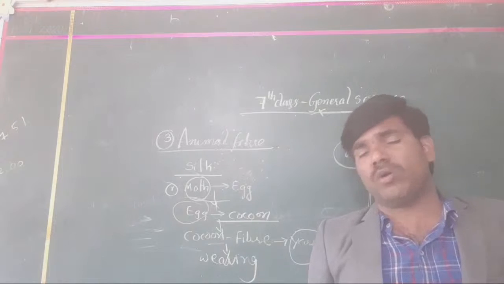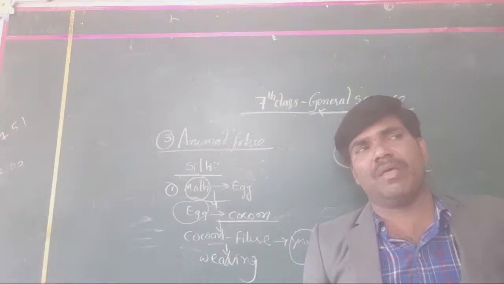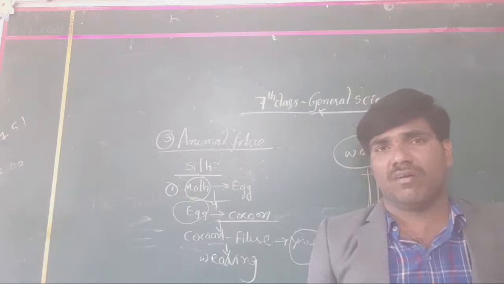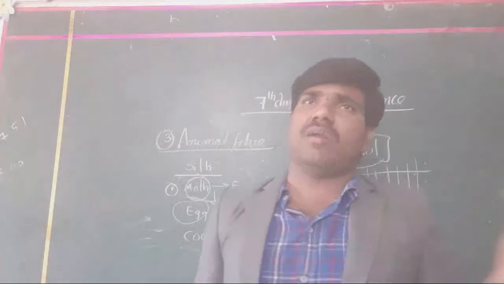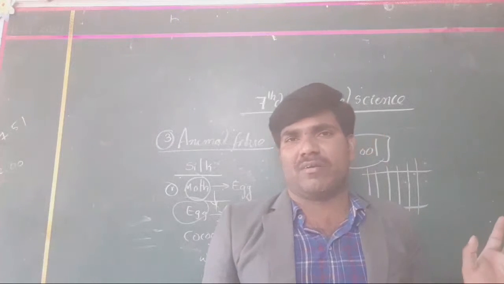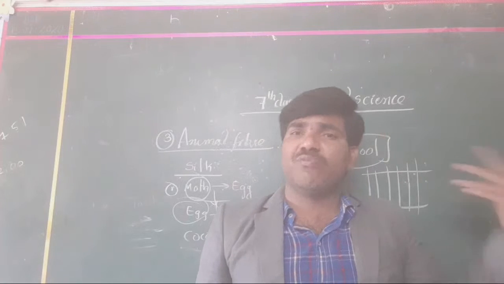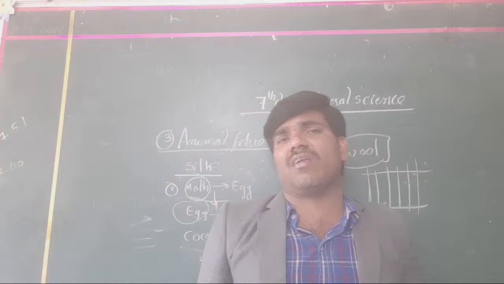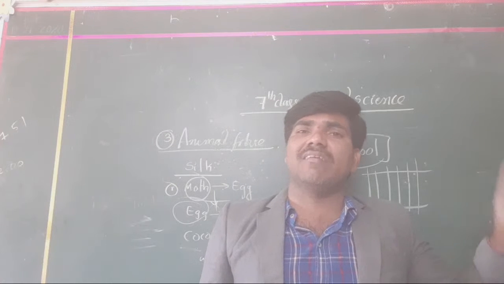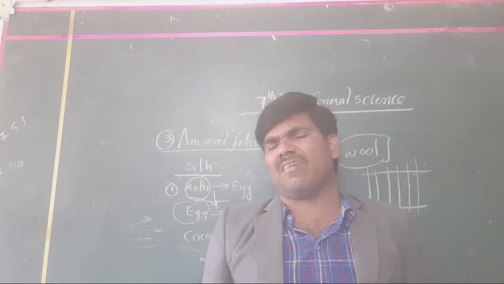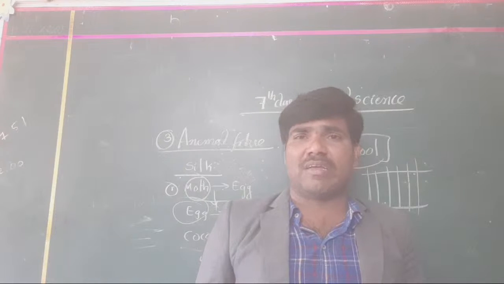But there is a difference. Why? Because the collection of hair from wool is different from the collection of cocoons for silk. In that process there is stifling. Here in this process, different things are there: scouring, washing, bleaching, sorting, carding, heating, everything different from that. You have to concentrate on this particular part.